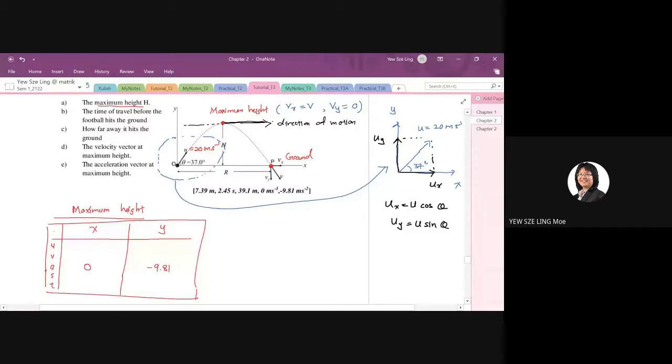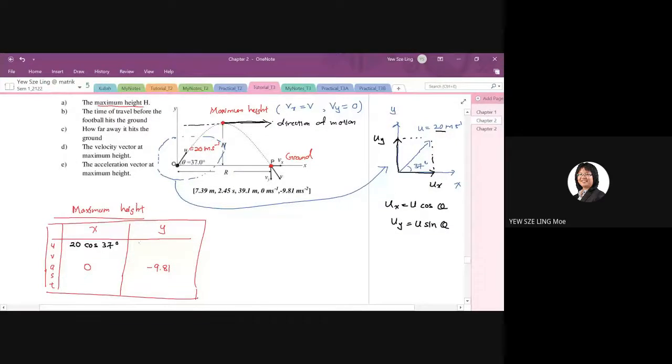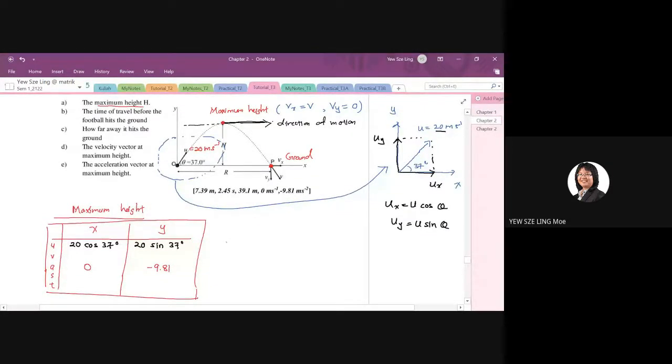Therefore, we can now complete the table. Ux is u cos theta and u is 20, so Ux is 20 cos 37 degrees, and Uy is 20 sine 37 degrees. This is how we complete the table, by looking at the diagram and the question, and trying to extract as much information as possible from the question.